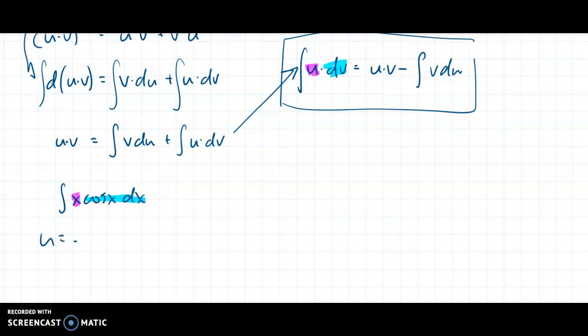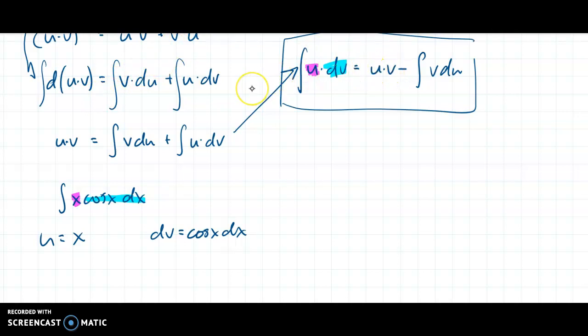U equals cosine of x. And I'm going to write over here dv equals, oh no, come on. U is not cosine x, silly. U is x and dv is cosine x dx.